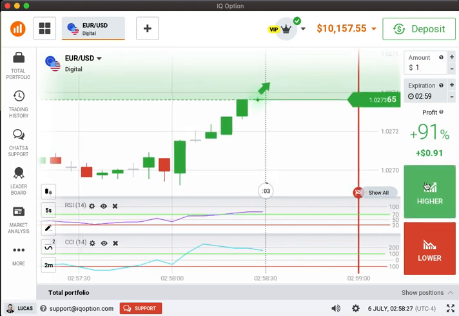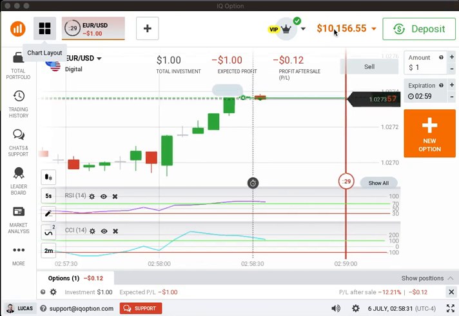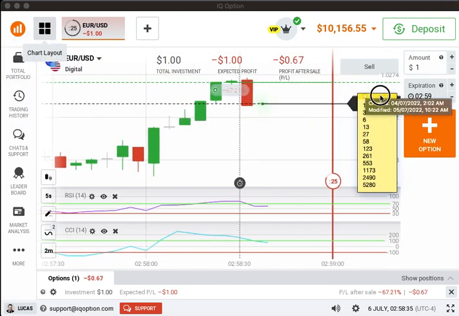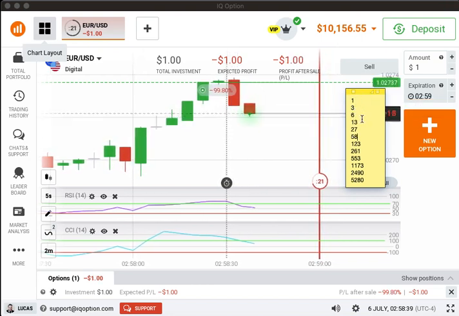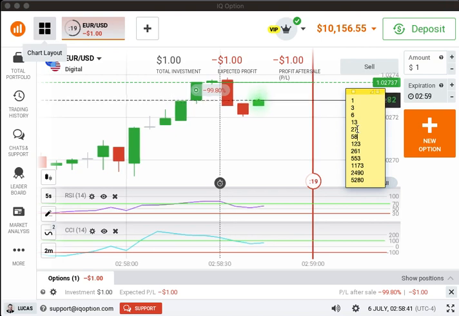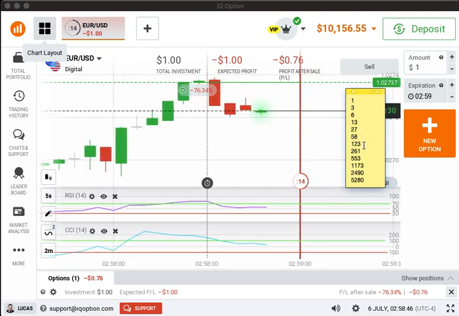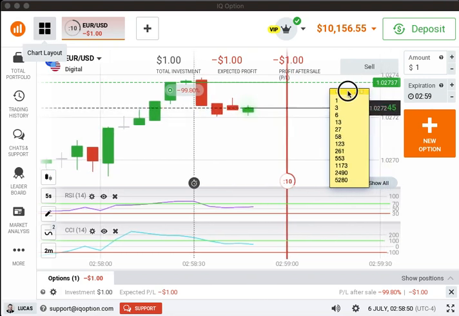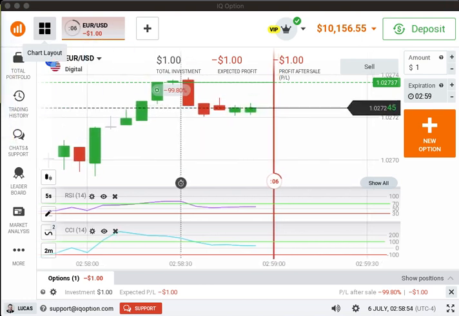So we buy here for $1, right? Even though we have 10,000, we're still trading extremely low, right? We're using this: if 1 loses, we'll do 3. If 3 loses, we'll do 6. If 6 loses, we'll do 13. If 13 loses, we'll do 27. 27 loses, we'll do 58. 58 loses, we'll do 123. 123 loses, we'll do 261. 261 loses, we'll do 553, and so on and so forth, right?